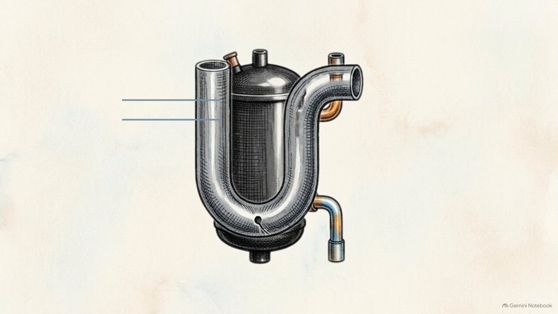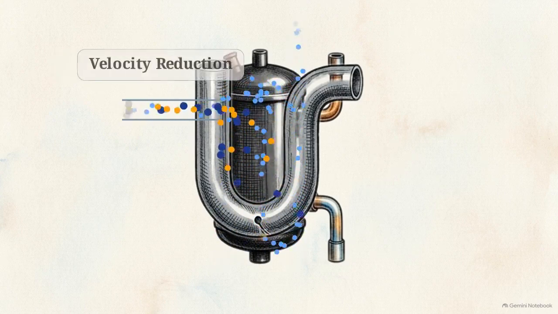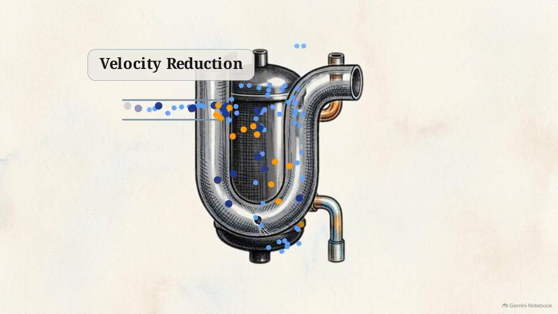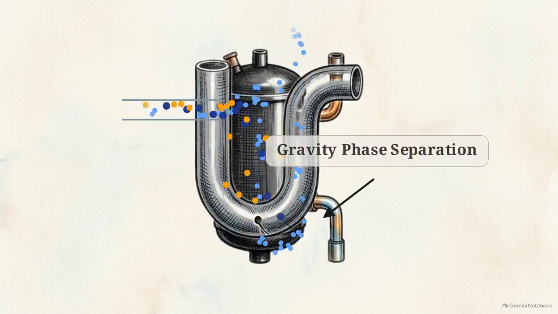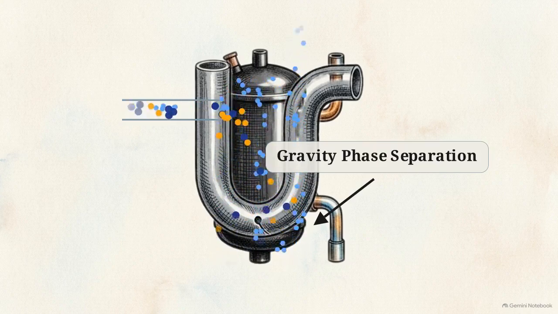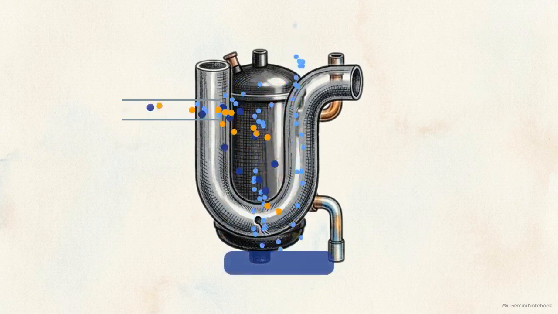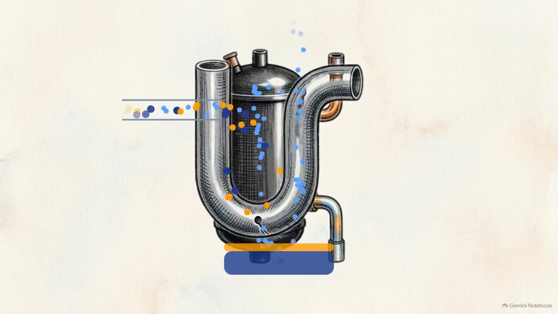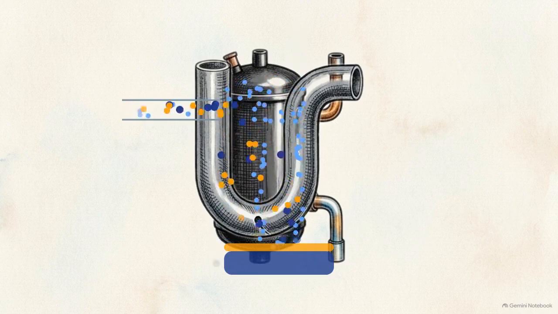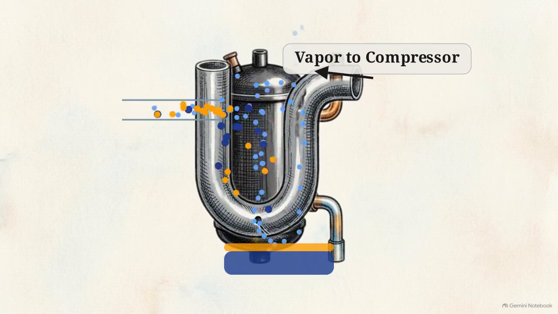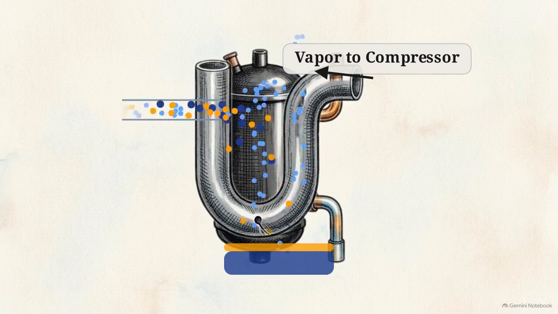different fluid densities. The low-pressure mixture of vapor, liquid, and oil enters the vessel directly from the evaporator suction line. As the mixture moves from the narrow pipe into the much wider internal chamber, its forward velocity drops instantly. This sudden reduction in momentum allows gravity to take over the phase separation process. The heavier liquid refrigerant and suspended oil lose their kinetic energy and fall to the bottom of the vessel. The lighter refrigerant vapor remains buoyant, continuing its path upward into the compressor intake tube.